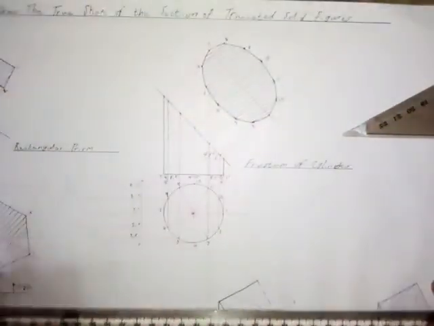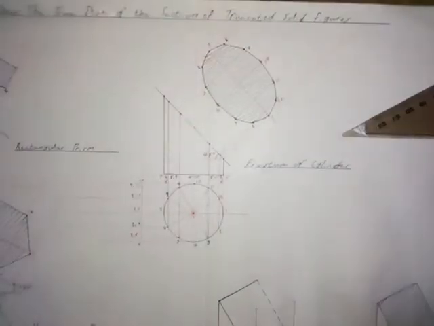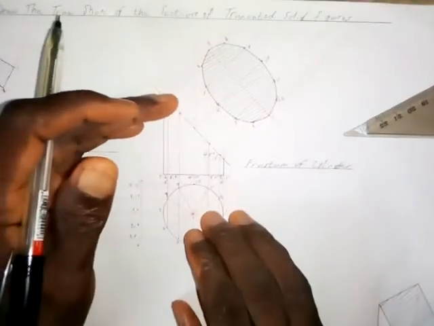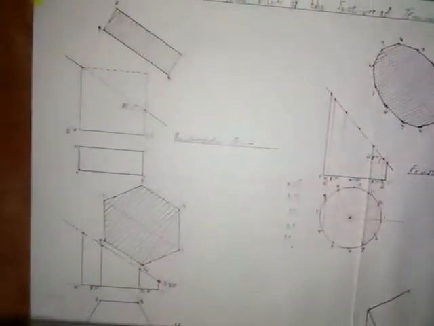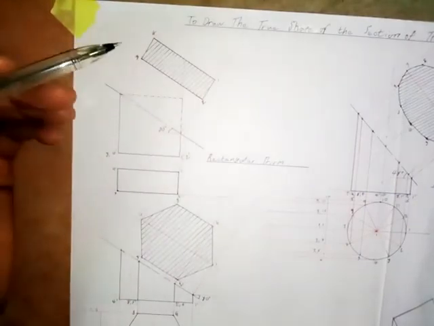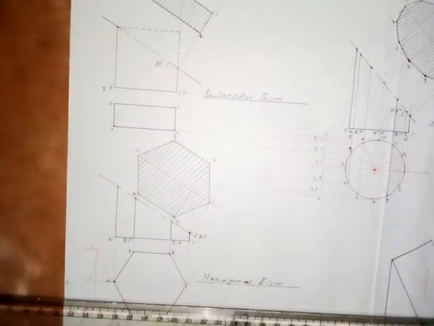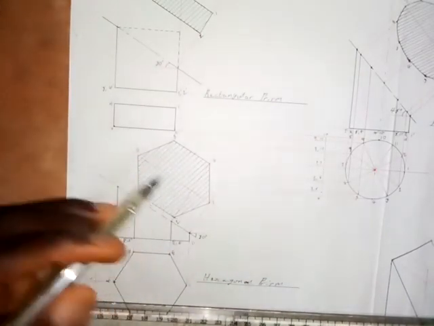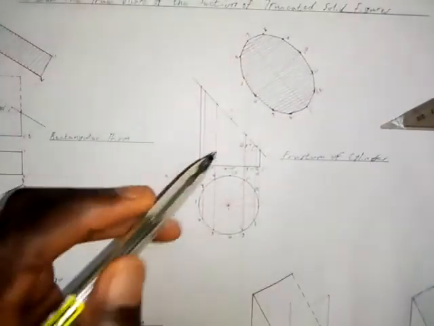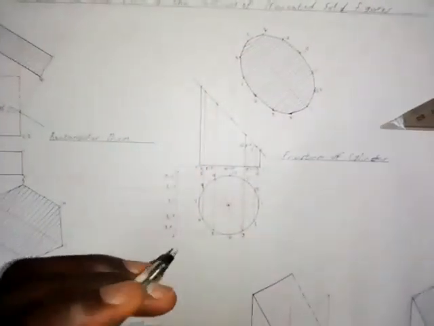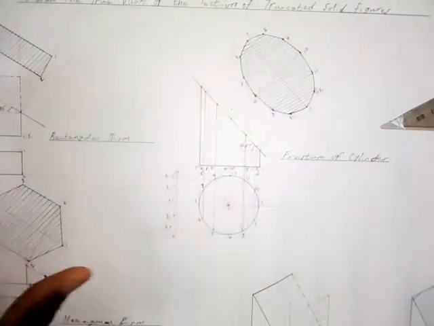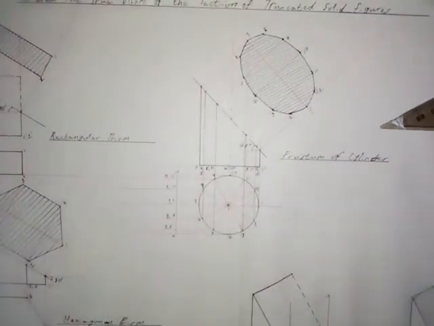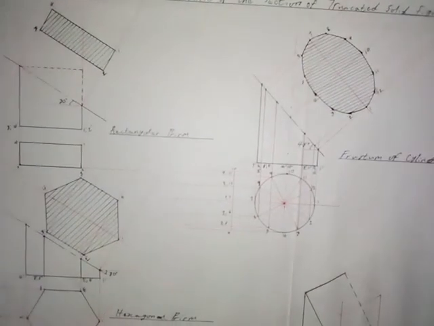Okay, done. All right, so this is the true shape of the section of this truncated cylinder. So I've shown you how you can produce the true section of a truncated rectangular prism. I also showed you how you can produce the true shape of section of a hexagonal prism, and I've also shown you how you can produce the true section of a truncated cylinder. All that I've done here is very, very simple. So just take your time and do it as I've done.